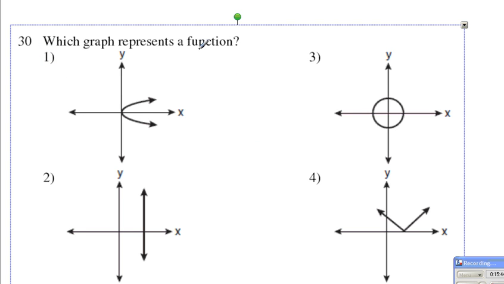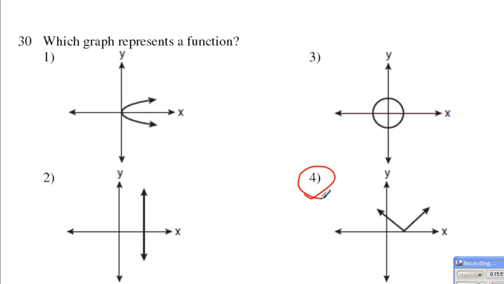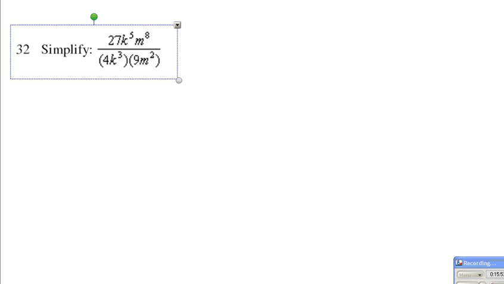All right, let's move on. Which graph represents a function? Function means one value of x has to have one value of y. That means choice number 4 will be our answer.